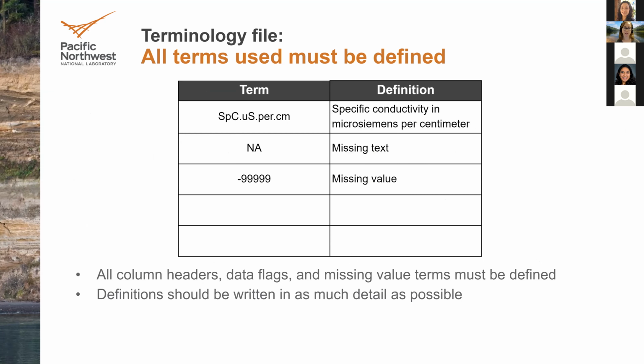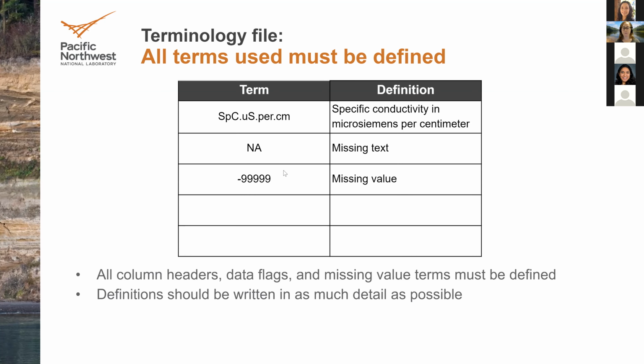And so that brings us to the terminology file. Again, all the terms that are used have to be defined, and the required fields are just term and definition, super straightforward. Here I have one of the column headers that we used, and again, it's just the most specific definition possible. We've even written out the units. And then we have the missing text fields here because they were used in the other examples. So we have missing text as NA, and missing values, this -9999.